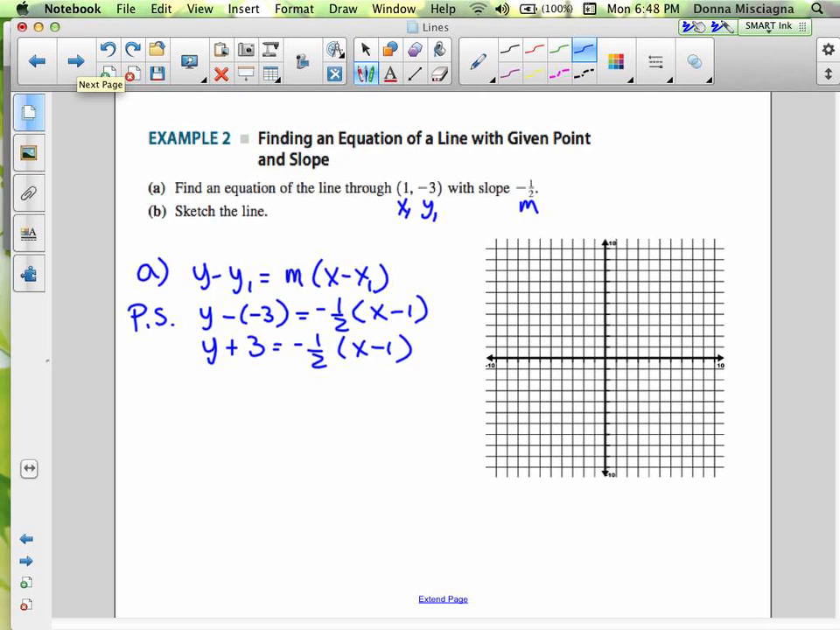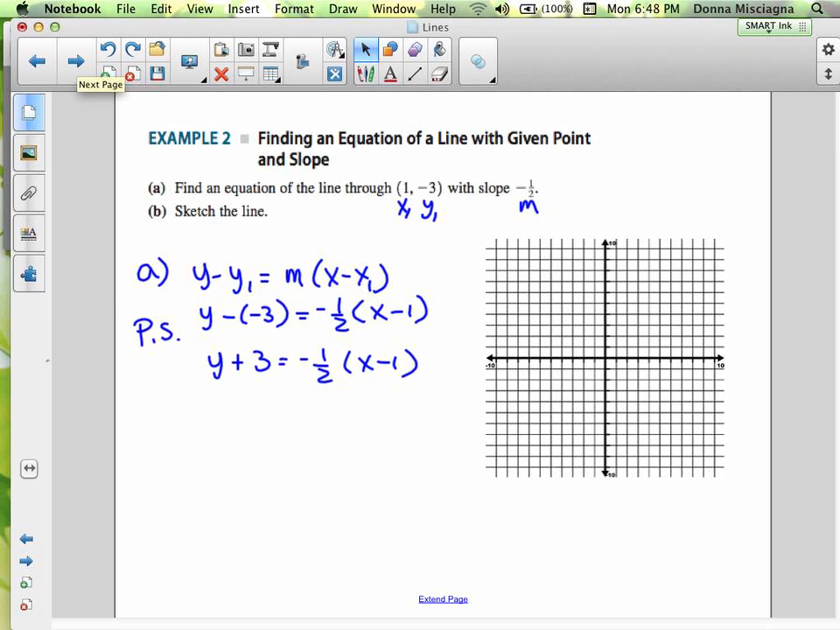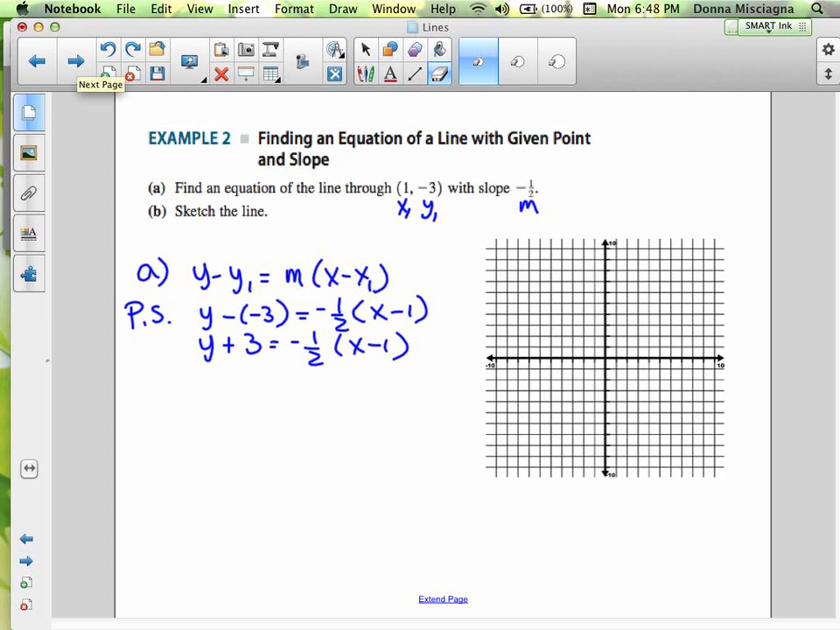And it's fine if you do it in your head, right? You know, minus a negative is going to be a plus. So this is the equation of the line in point-slope form. This is a perfectly acceptable format for our line. Right? That's point-slope. If you're asked to write the equation in slope-intercept form, you simply simplify it.